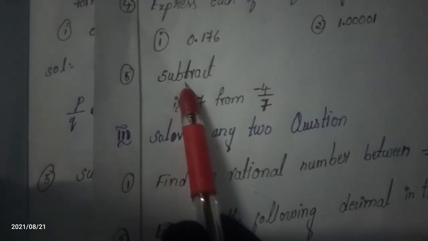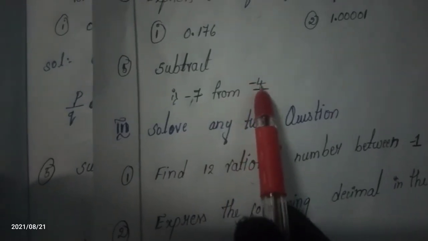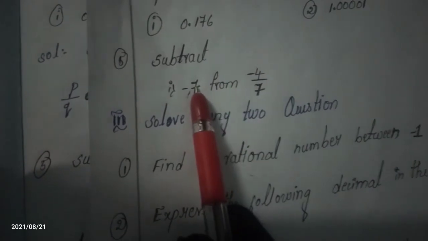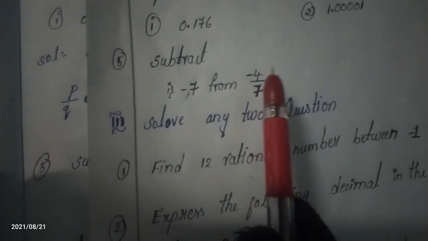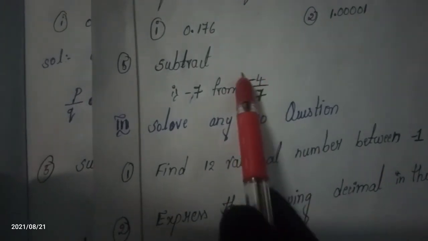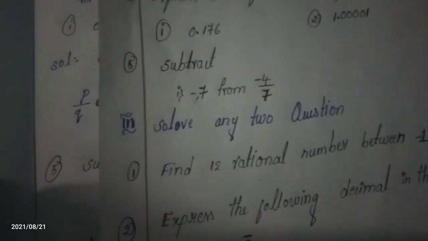This is your fifth question. Subtract -7 from -4 by 7. We have to subtract both the numbers: -7 you have to subtract from -4 by 7. First you have to write this number, then this number. Let's see the fifth one's answer.